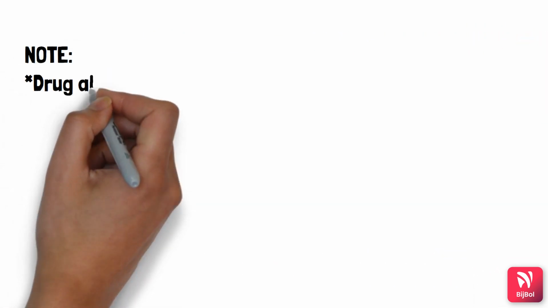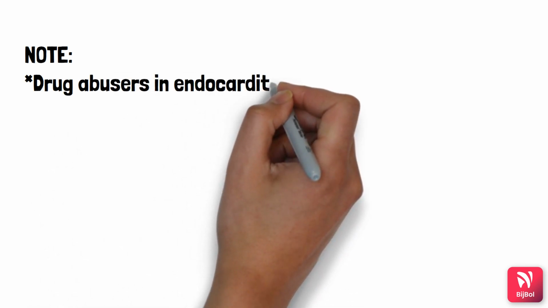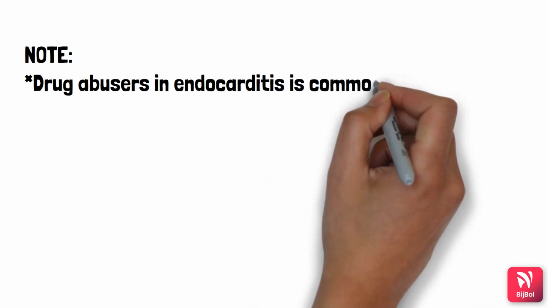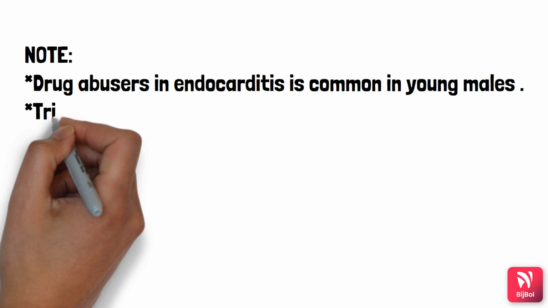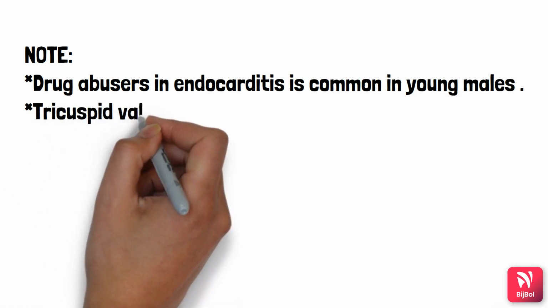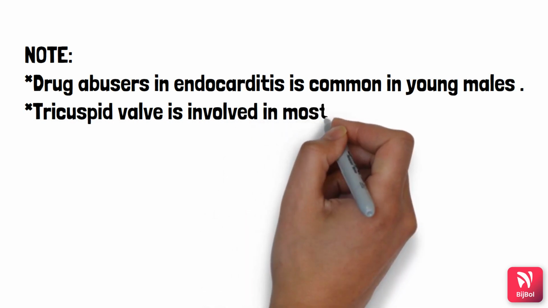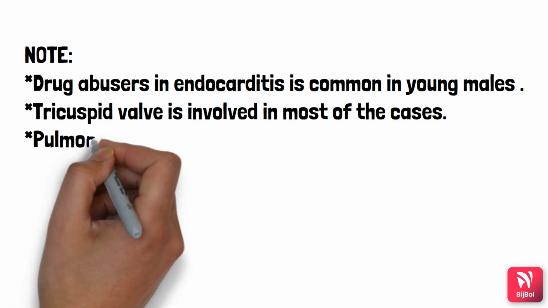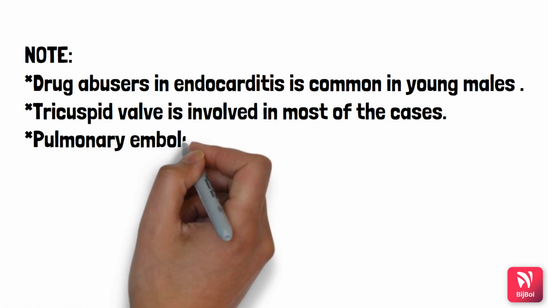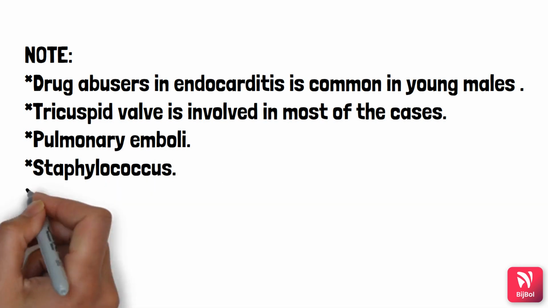Endocarditis in drug abusers is common in young males. The tricuspid valve is involved in most of the cases. Pulmonary emboli or pneumonia is common in tricuspid valve endocarditis. Staphylococcus aureus is a highly virulent and invasive organism, usually producing florid vegetations, rapid valve destruction, and abscess formation.